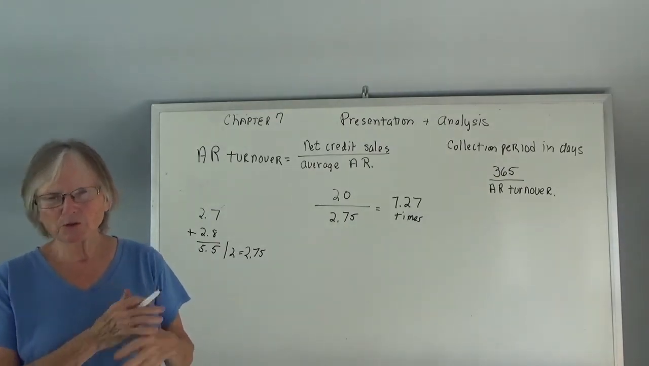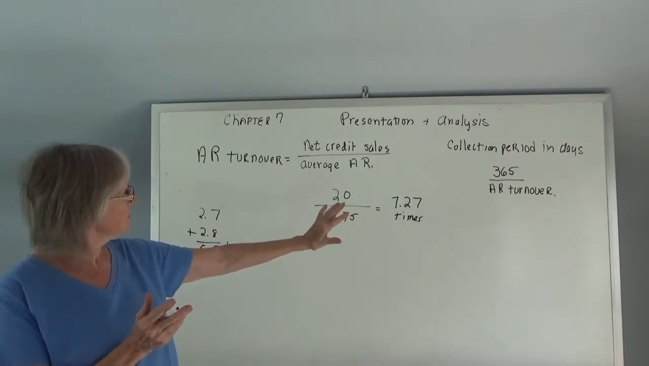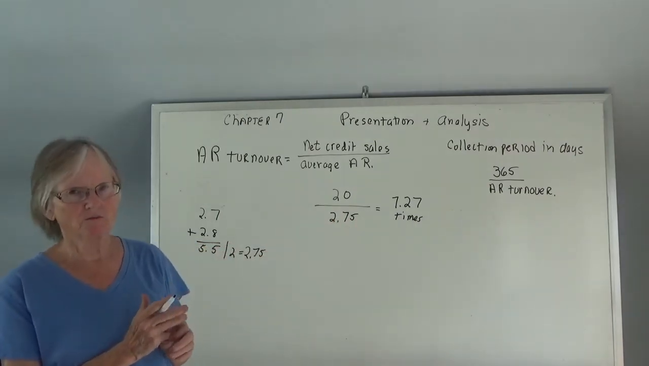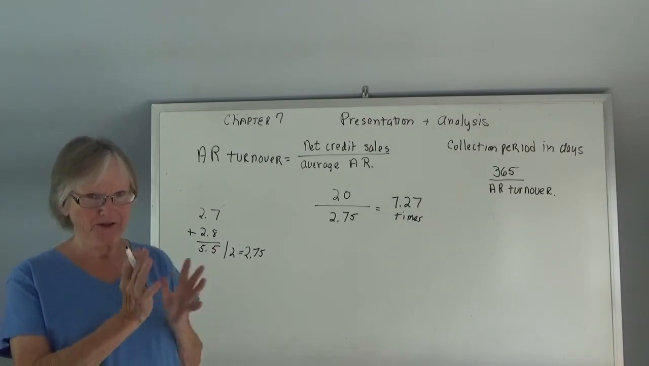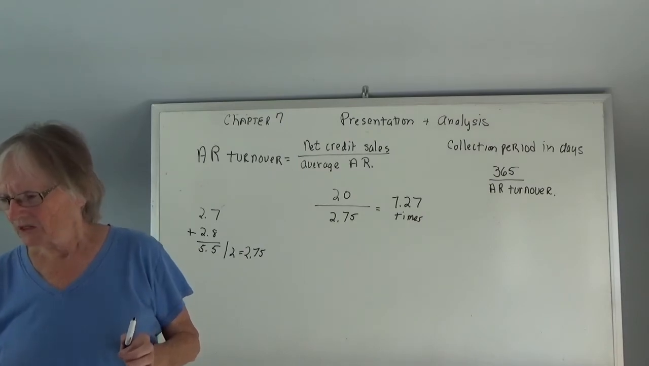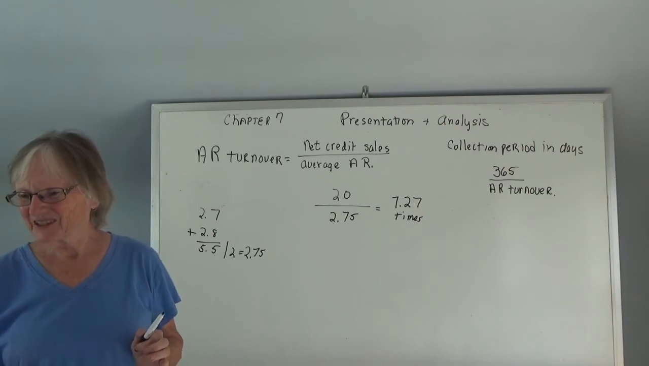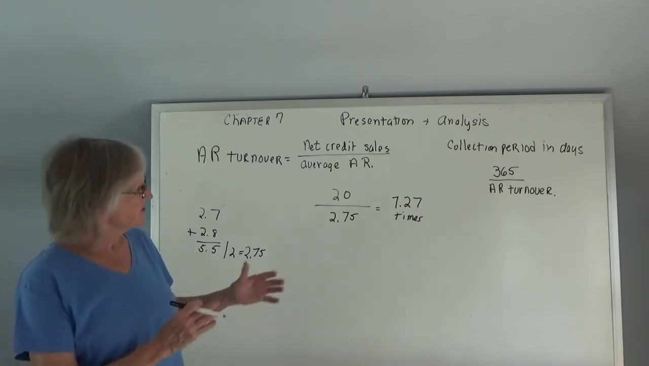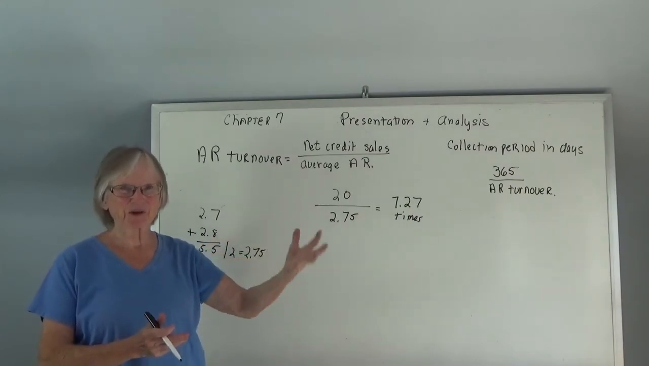So if you were running a business, would you rather have your accounts receivable turnover ratio be 7, or would you rather have it be 2, or would you rather have it be 10? Think about that for a minute. So if you're collecting things faster, chances are you'd rather have it be 10 times, because we're collecting things that much more quickly.